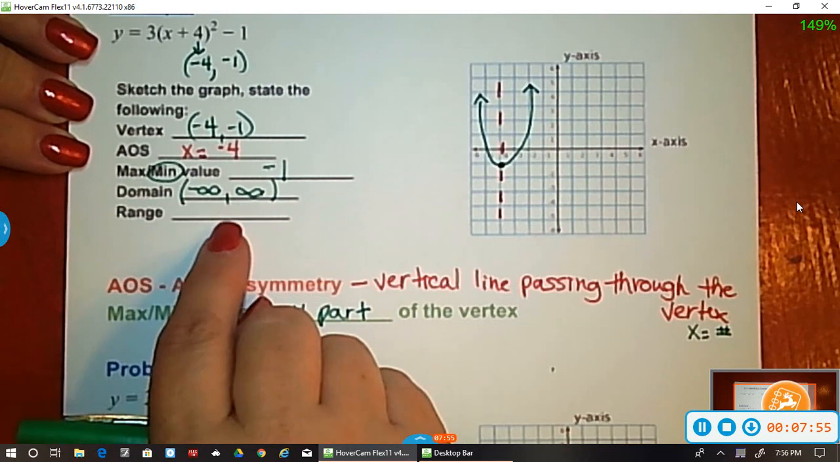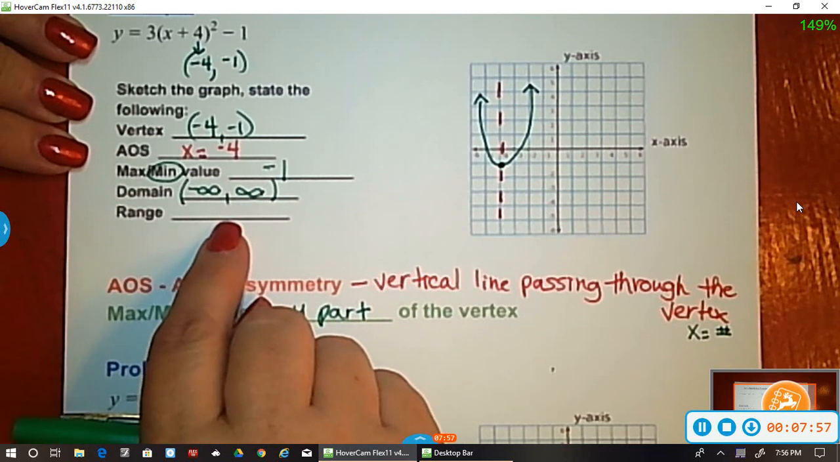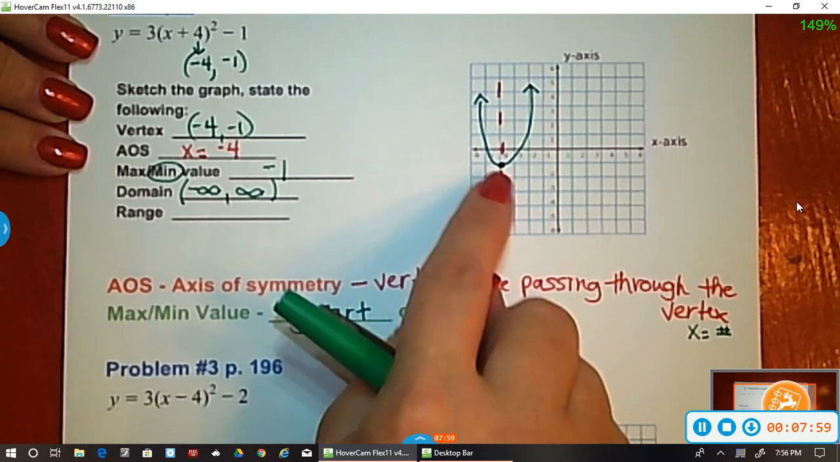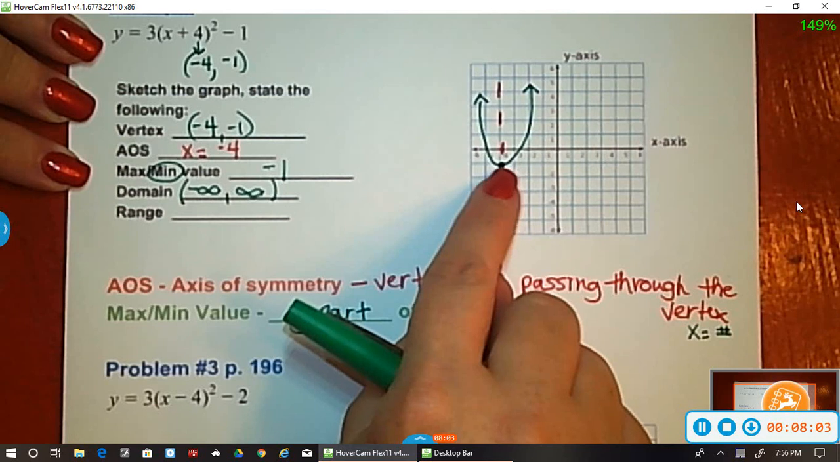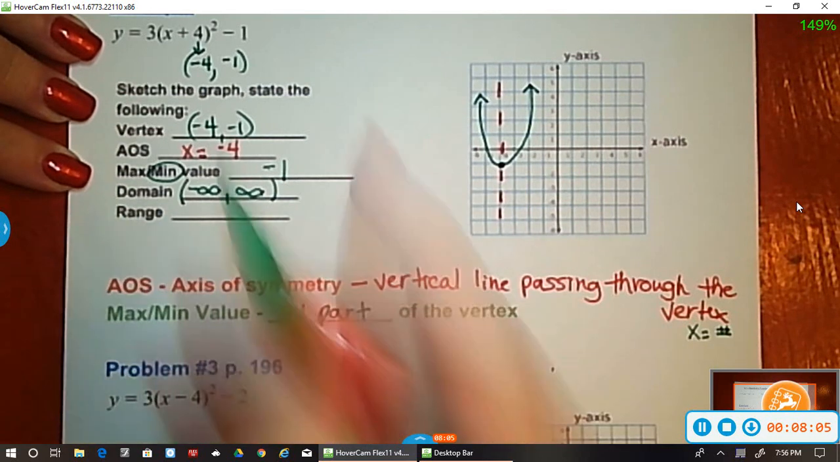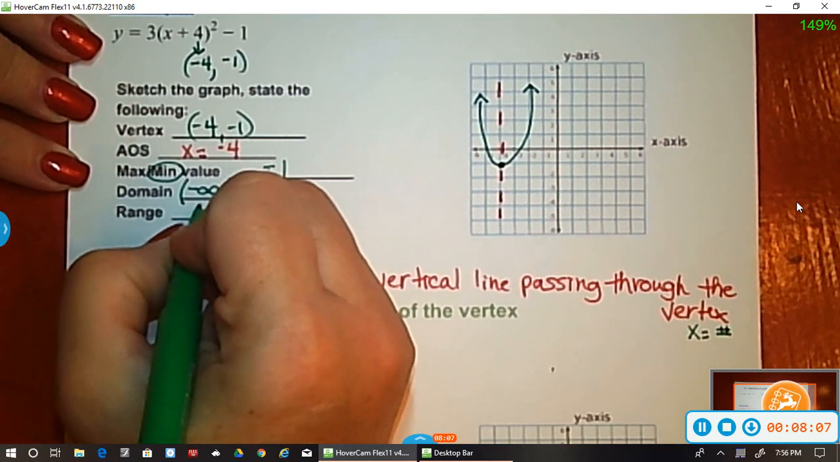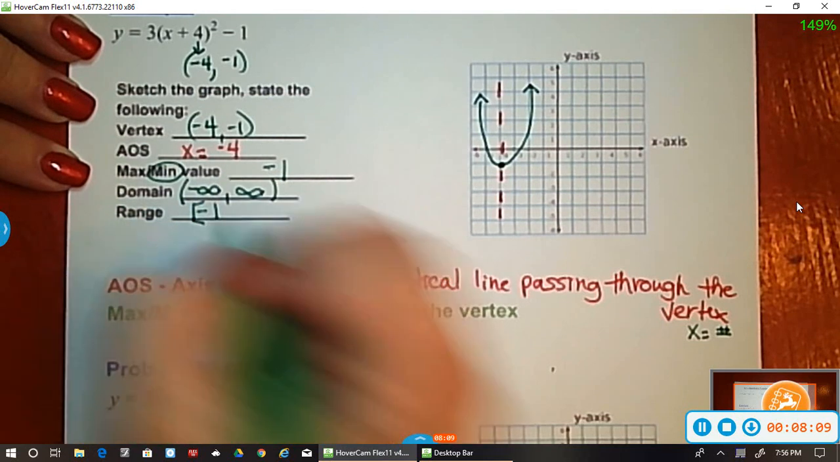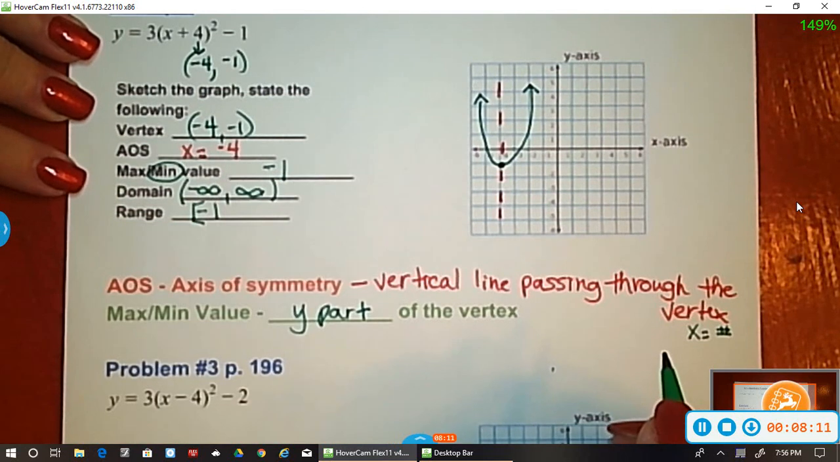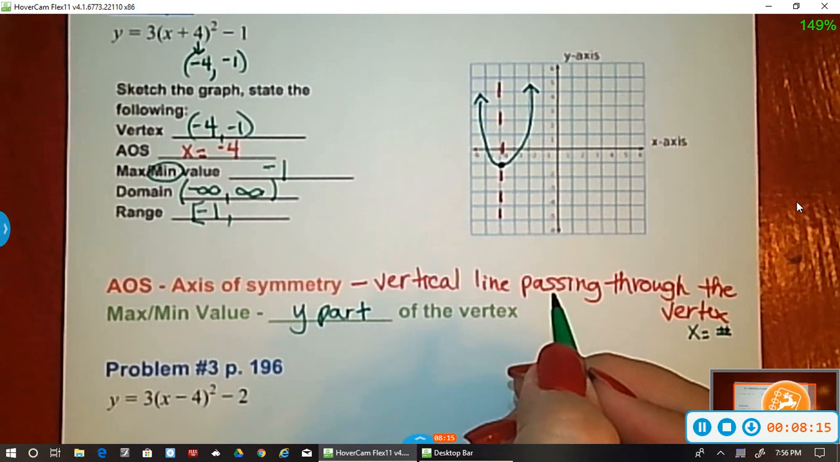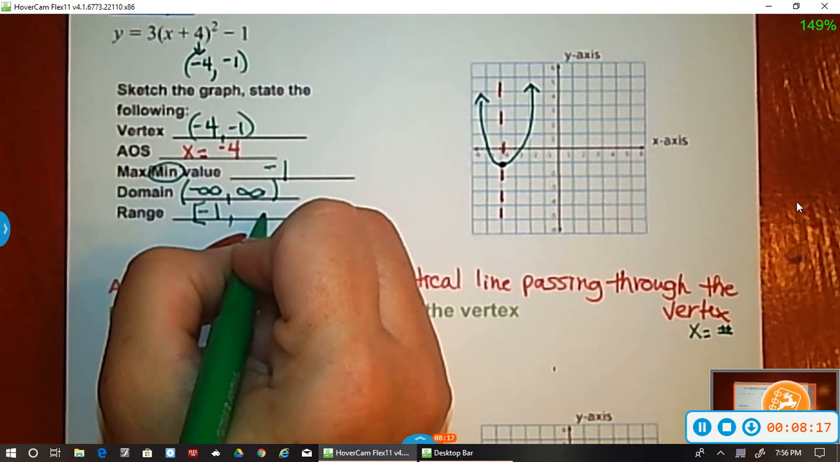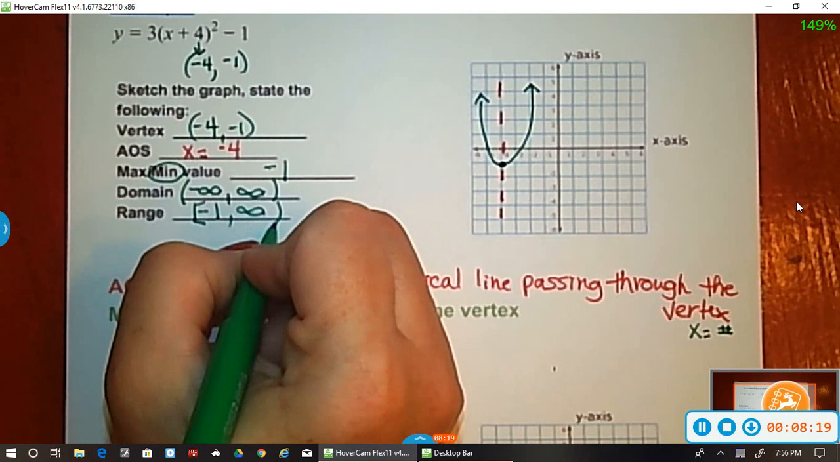Your range, these are your y values. So I want to start with how low it goes to how high it goes. Well, your lowest y value is -1. It's going to get a bracket because it actually touches y is -1. And then this graph continues upward forever, so it's going to go all the way up to +infinity.